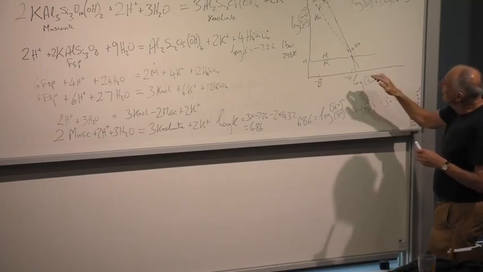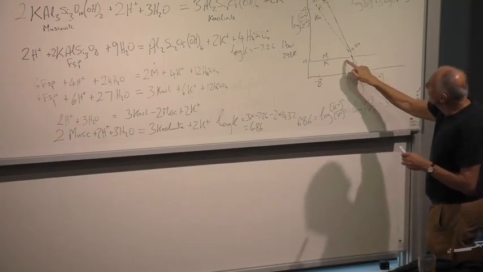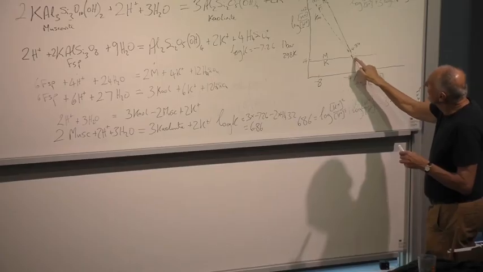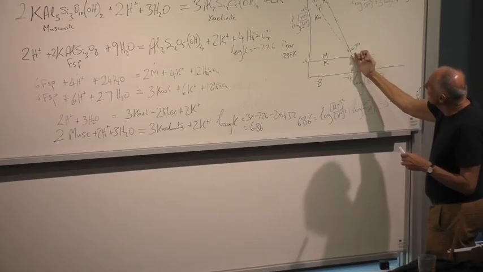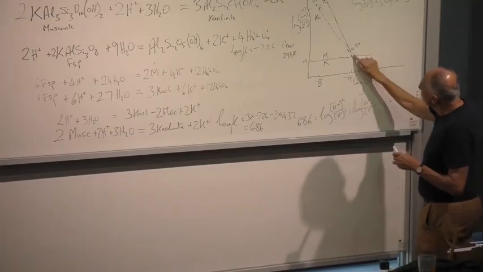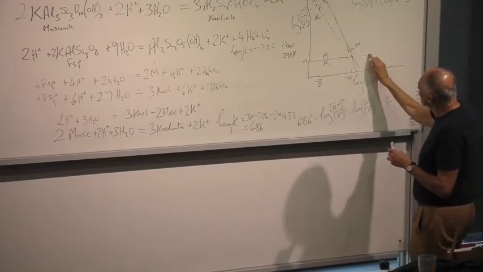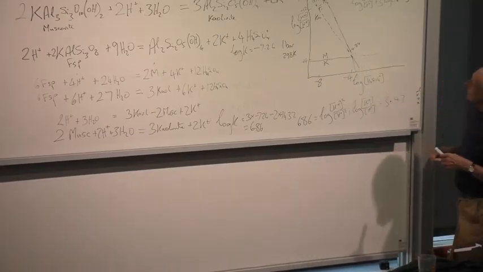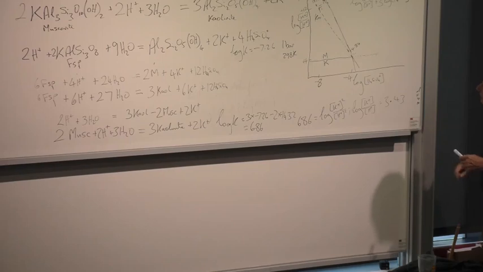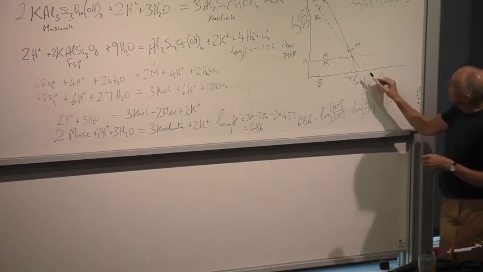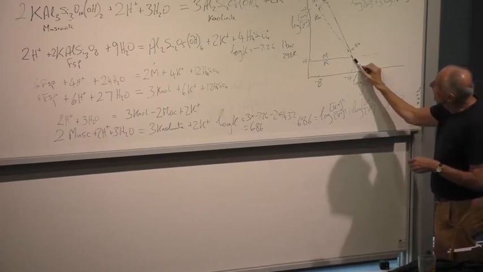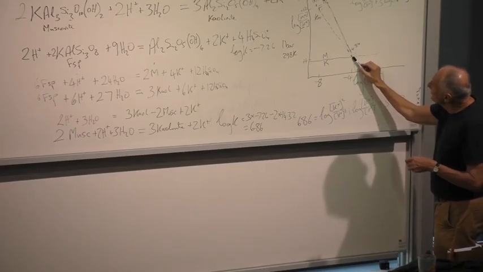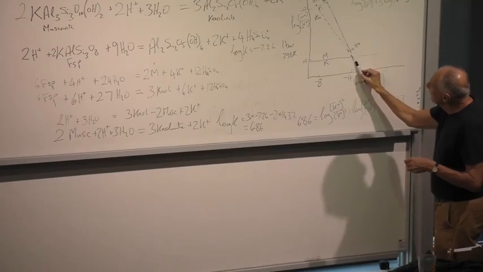So muscovite and kaolinite are unstable with respect to feldspar everywhere over here. So that part of that line has to be metastable. And muscovite is unstable relative to feldspar everywhere over here.